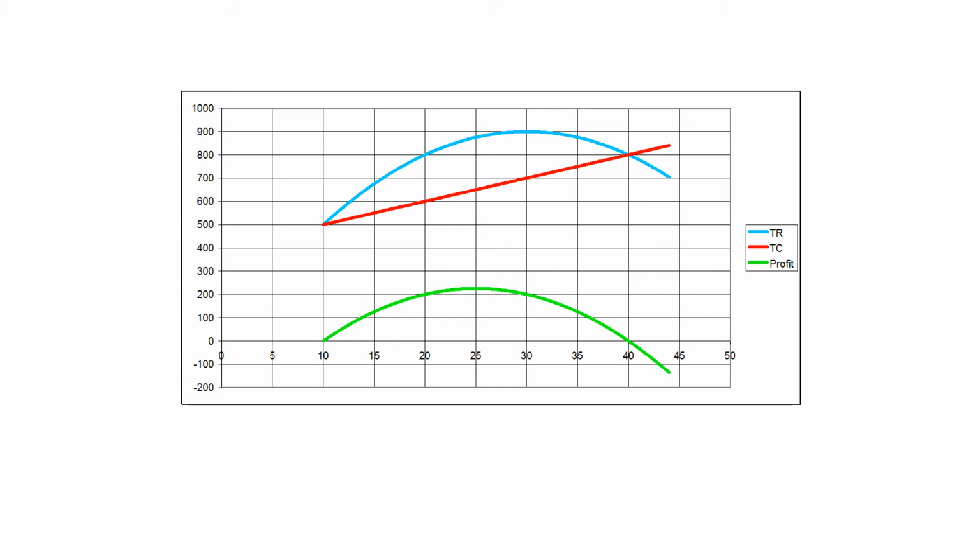The red line shows total cost. Remember, this example used the accounting view of average variable cost, so total cost increases as a straight line. The blue curve is total revenue, and the green curve is profit. I've circled the two break-even points, the point of maximum total revenue, and show that the maximum profit occurs when we sell 25 units.